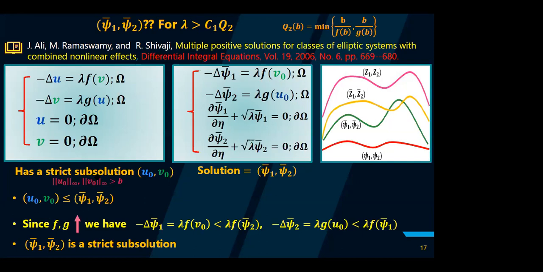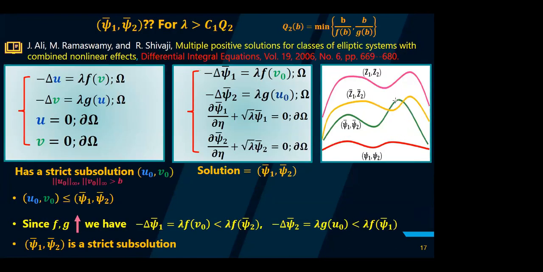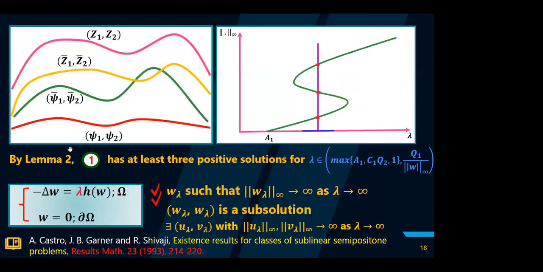And notice that the sup norm of that subsolution is bigger than B, and the sup norm of the strict supersolution is A, which is less than B. So that means we have this situation: the sup norm of the strict subsolution is bigger than the sup norm of the strict supersolution. So we can apply our lemma 2 to conclude that our model has at least 3 positive solutions for lambda in this particular interval. Notice that this is the intersection of intervals that we used in constructing our sub and super solutions. For this range of lambda, we have at least 3 positive solutions.